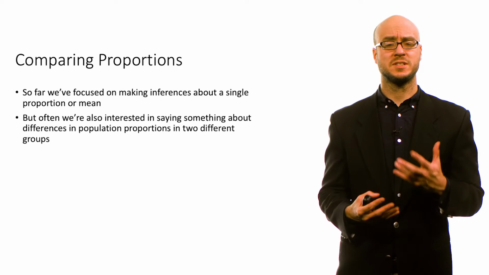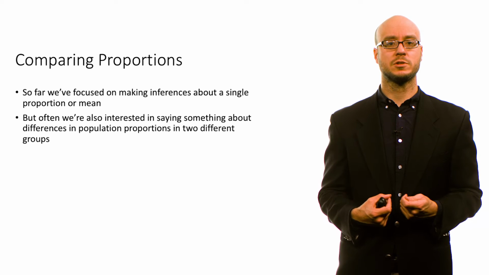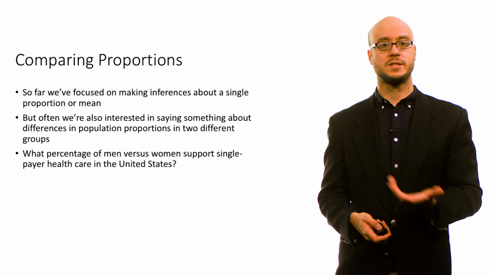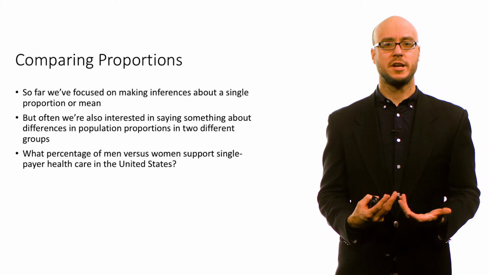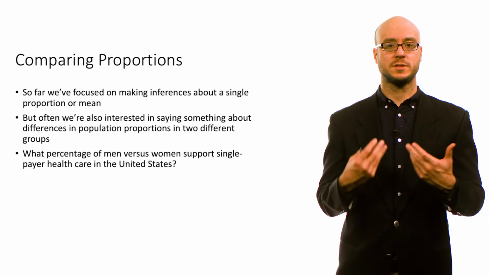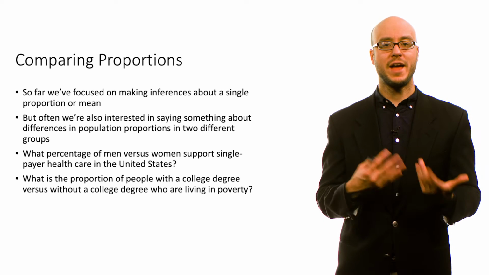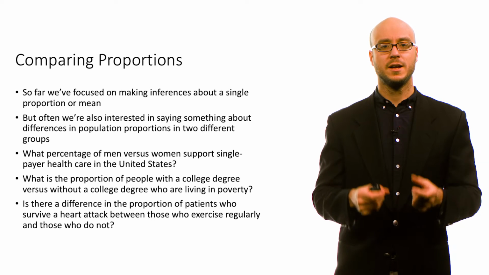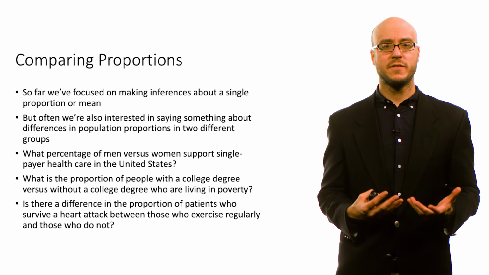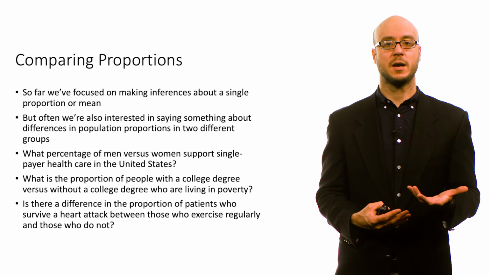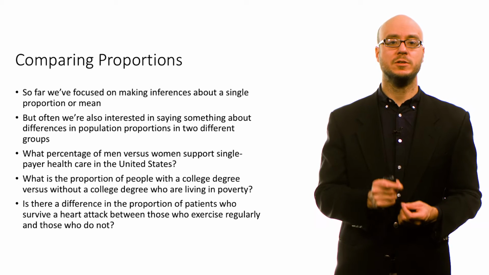But often we're also interested in saying something about differences in population proportions in two different groups. For example, you might say, what is the percentage or proportion of men versus women who support single-payer health care in the United States? What is the proportion of people with a college degree versus those without a college degree who are living in poverty? Or, to cite another example, is there a difference in the proportion of patients who survive a heart attack between those who exercise regularly and those who do not? In each of these examples, we're interested in comparing two proportions in a population based on a sample of data.